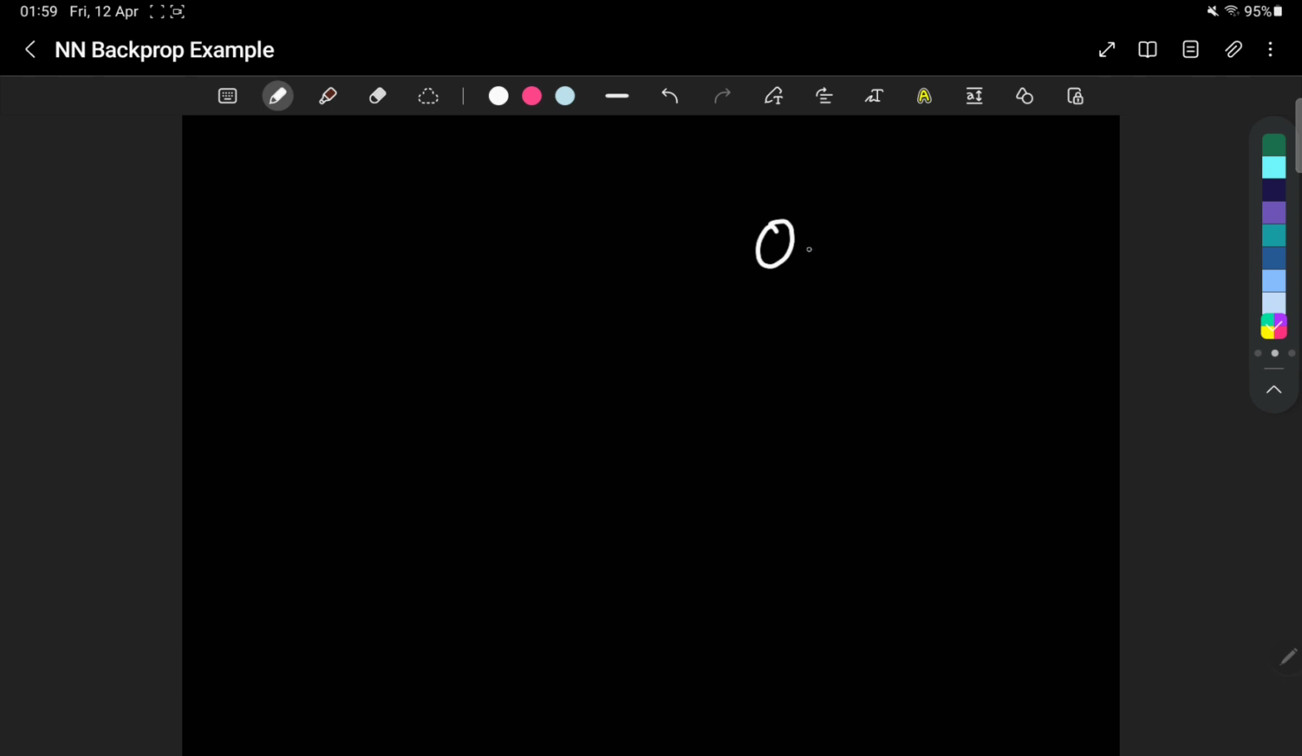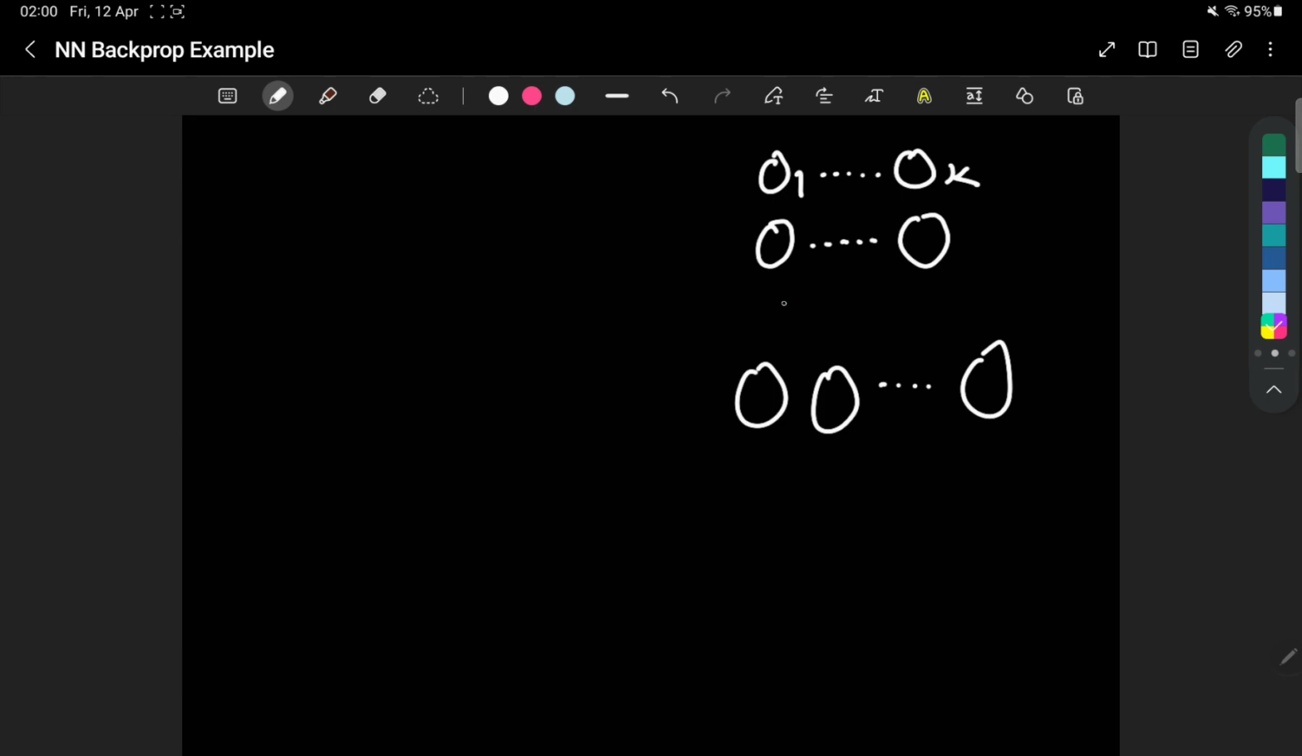न्यूरॉन्स हैं. Let's consider these to be the output neurons और output मेरे पास O1 से लेके OK तक है. तो if there are K neurons in this output layer, फिर मेरे पास एक hidden layer आ जाती है और hidden layer में भी मेरे पास, and this is primarily fully connected, hidden layer इस तरह से आ जाती है.